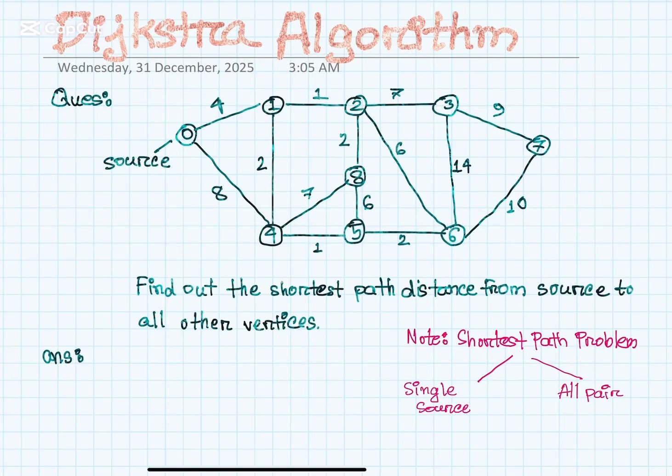Today's topic is Dijkstra algorithm. It is basically used to find out the shortest path possible. For example, if you want to go to a place, there can be several routes. By using Dijkstra, you will be able to find out the shortest path.